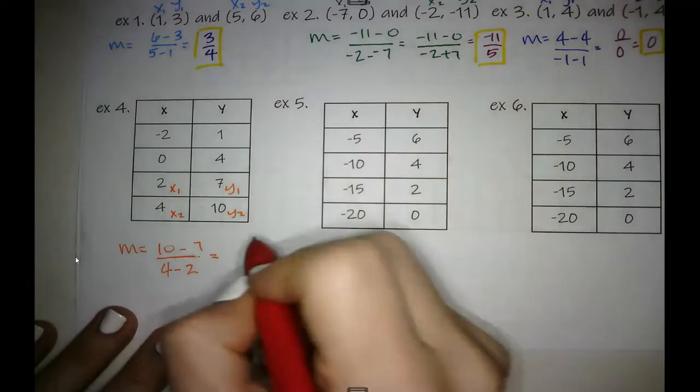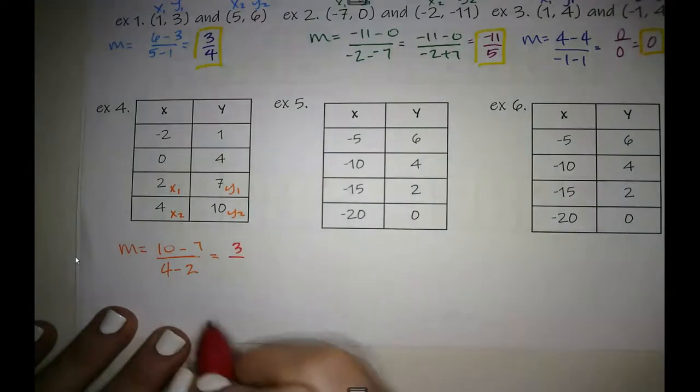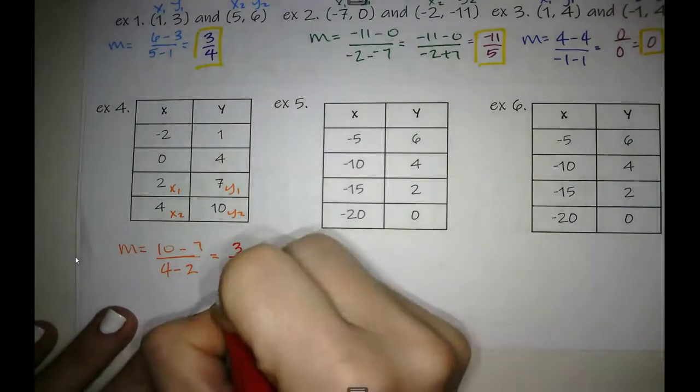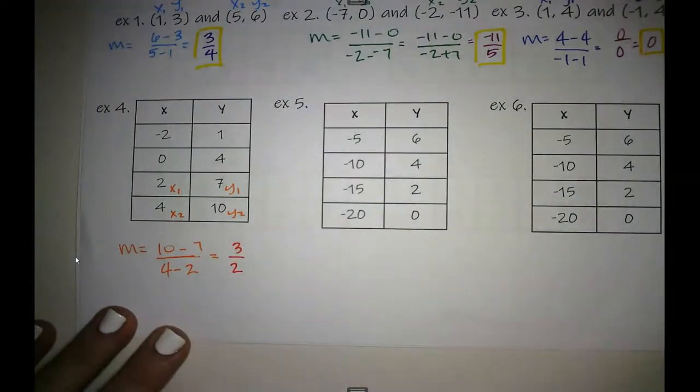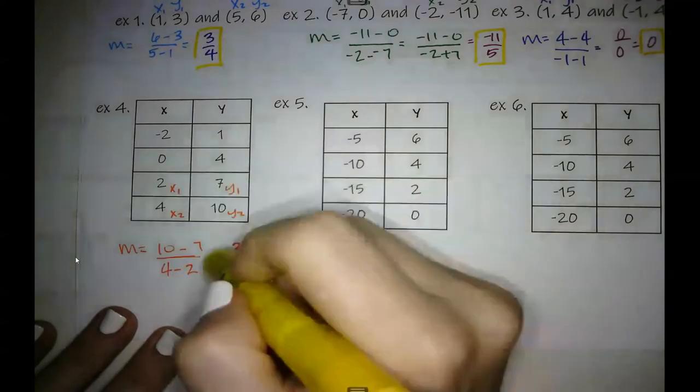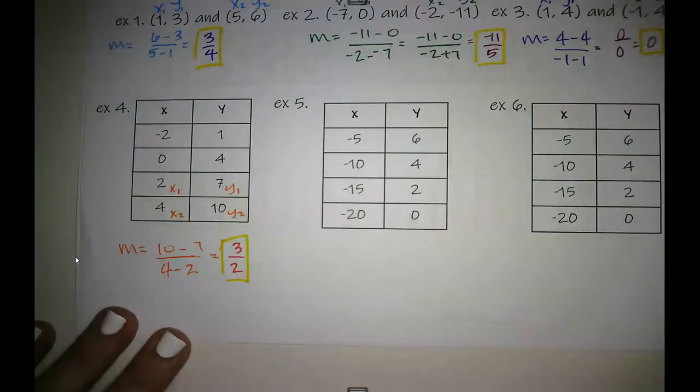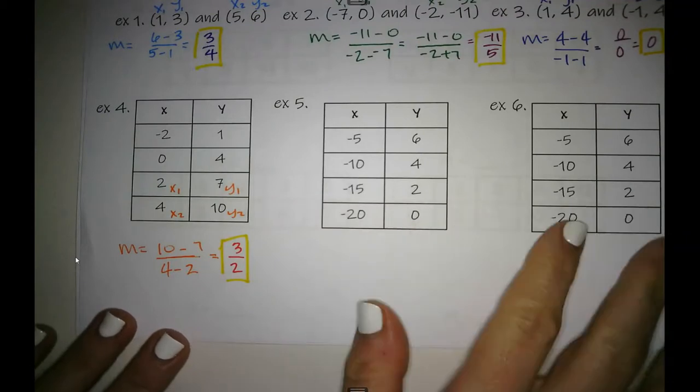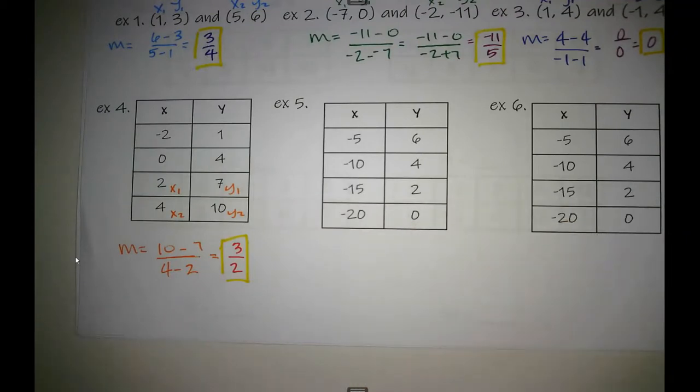10 minus 7 is 3. 4 minus 2 is 2. Again, like I said, we're leaving these as fractions. So my slope here is 3 divided by 2. And then you can try these on your own if you would like.